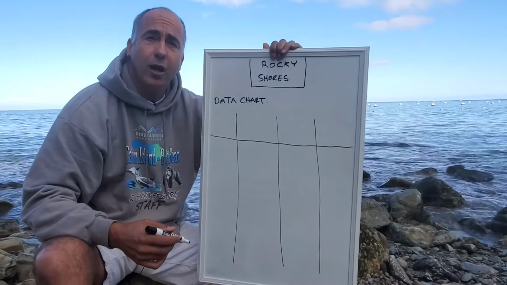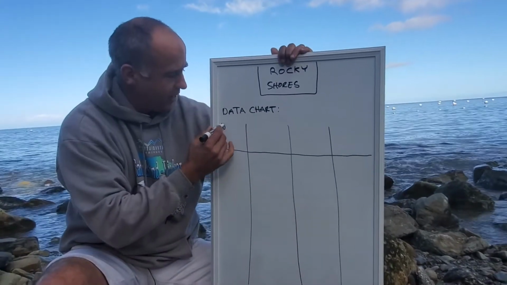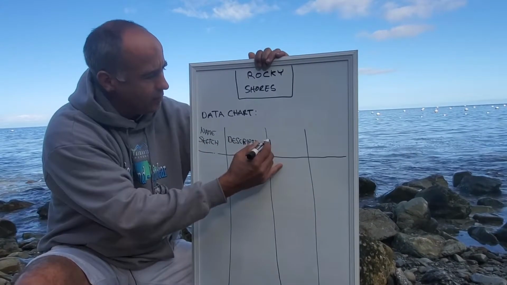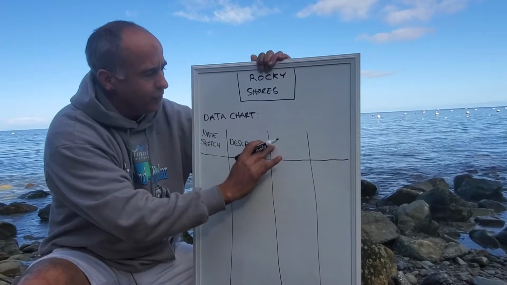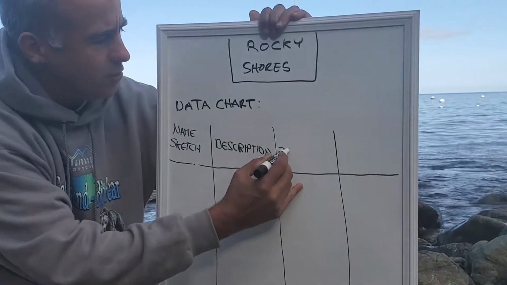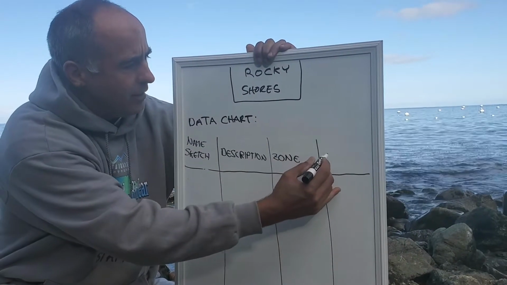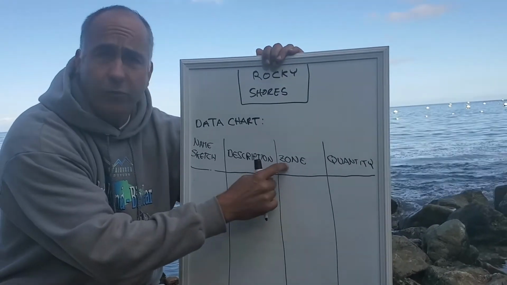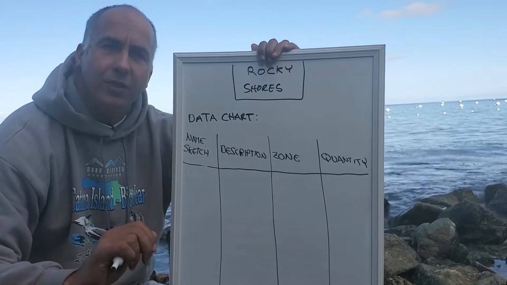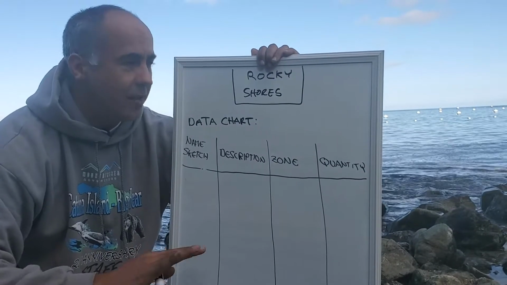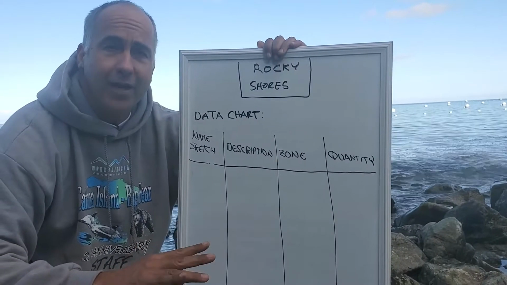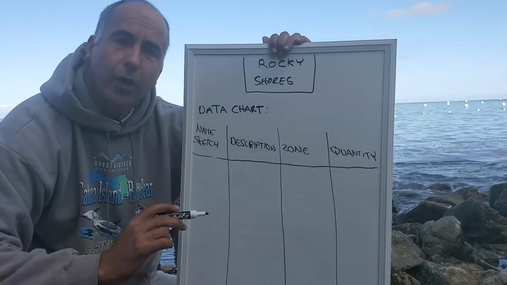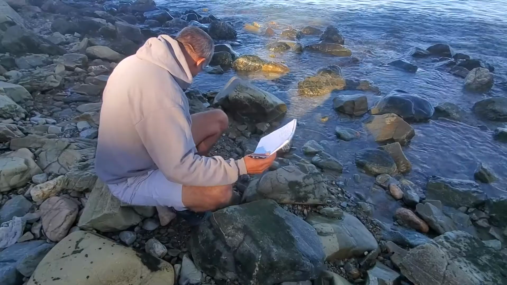Now we're going to have 4 columns. We're going to do name and sketch on the first column. Then we're going to do description. And then we're going to do zone. Behavior would be for a different study. Today it's going to be zone. Then we're going to do quantity. Okay, so the zones are basically the 4 different areas down at the shore, okay? And they're divided into four segments, all right? And so we're going to write down where you saw that animal, what area you saw it.